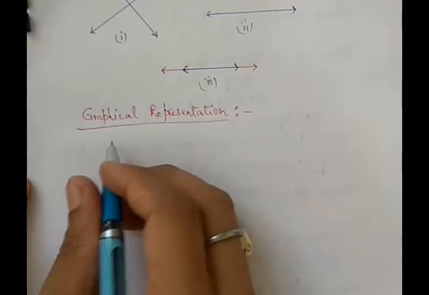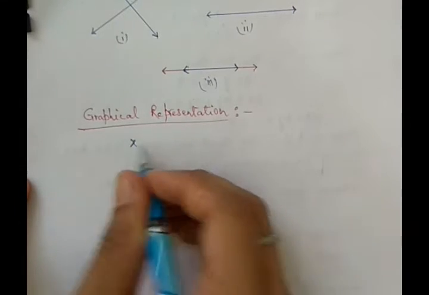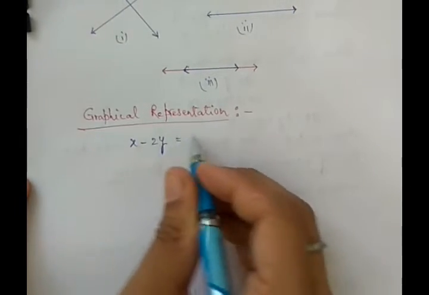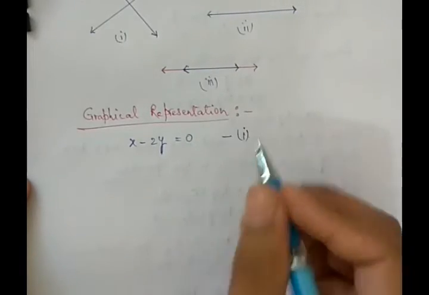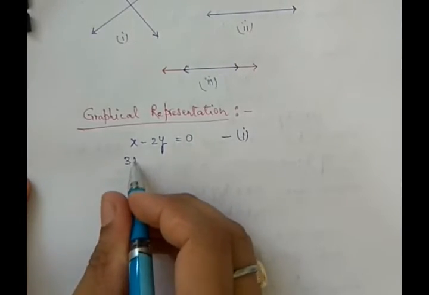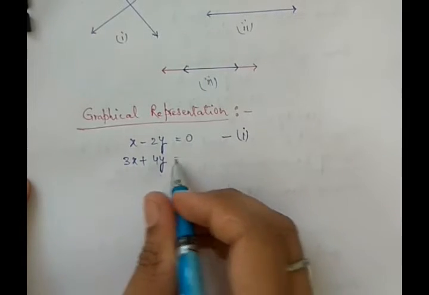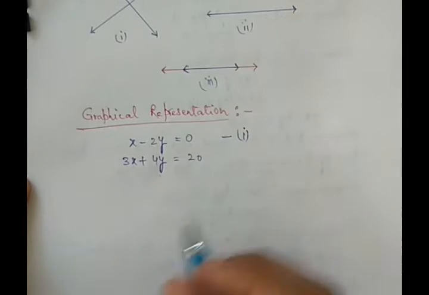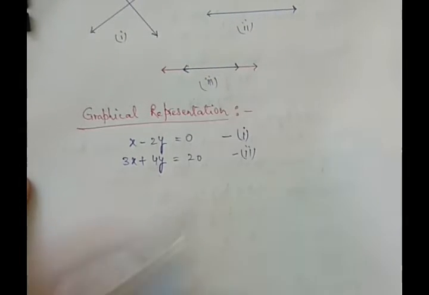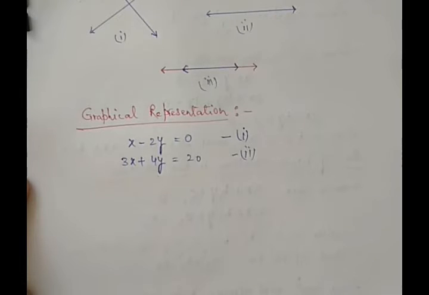Let's say we have first equation, that is x minus 2y is equal to 0. This is our equation number 1. And the second equation is given as 3x plus 4y is equal to 20. This is our second equation. Now we are interested in representing these two straight lines graphically. For this we have studied the method in the class 9th standard also. Let's recall that thing one more time.